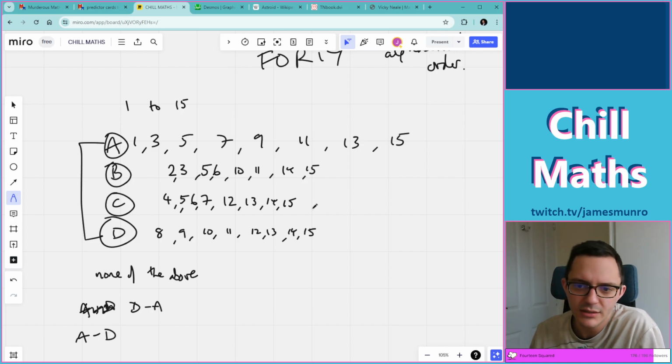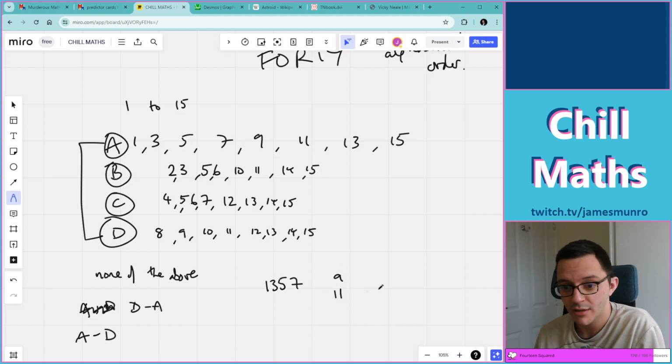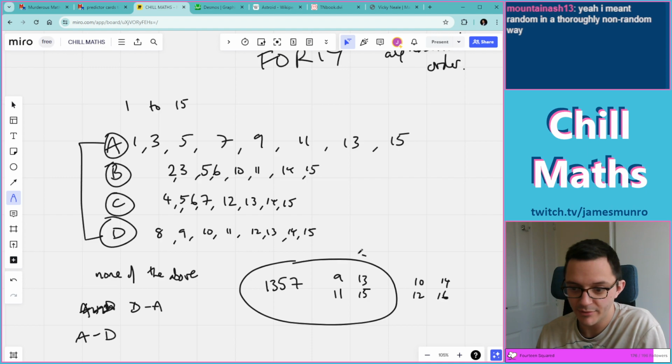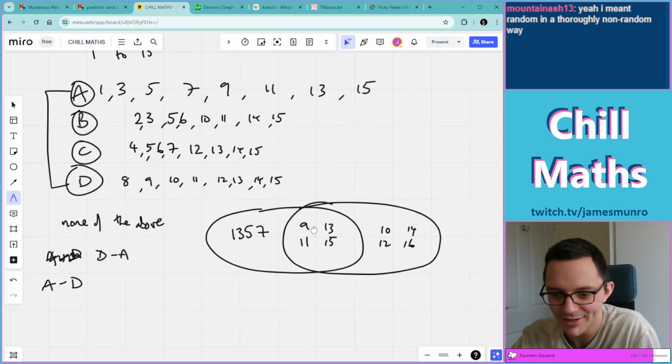What if I take... So let me do a kind of Venn diagram for A and D. What have we got? We've got 1, 3, 5, 7. They only appear in A. We've got 9 and 11. They appear in both. And we've got 13 and 15. They appear in both. And then we've got 10, 12, 14, 16 over here. So at the moment I've got list A and list D. And I've got all the other numbers floating around outside that don't appear in either.